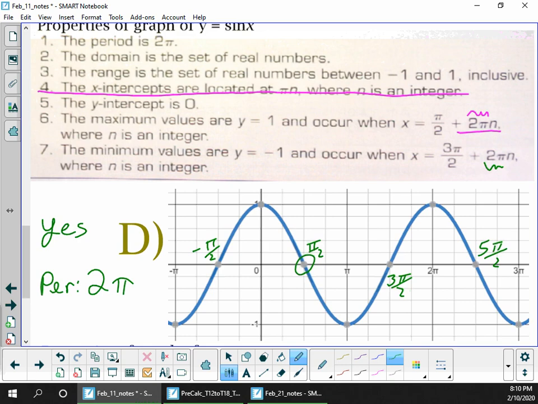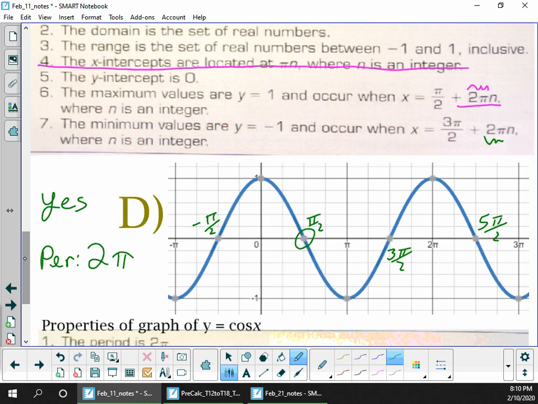This is a cosine function. Notice it looks very similar to a sine function, but slightly different. Now, if you think back to when we did that project before Christmas, yeah, this was one of the graphs we got.